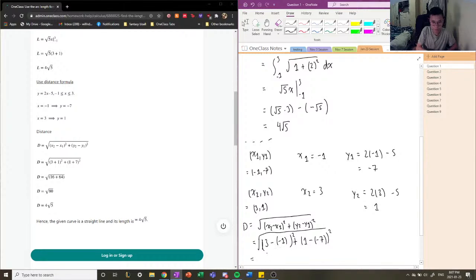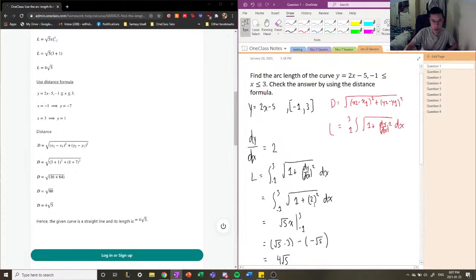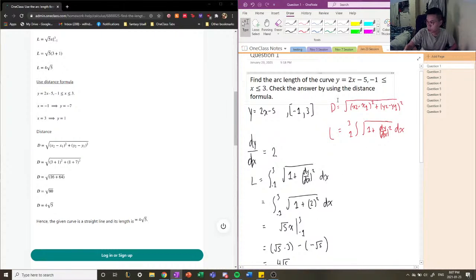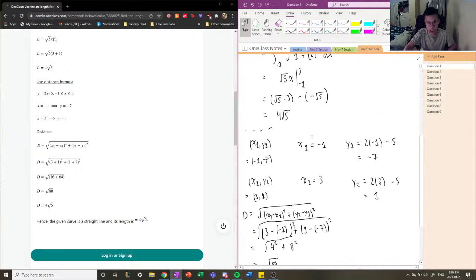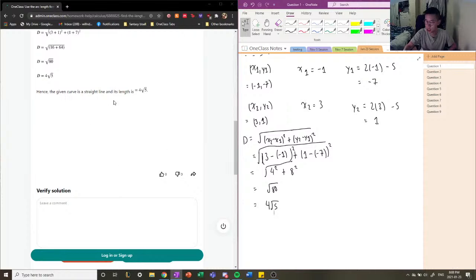We get the square root of 4 squared plus 8 squared. That's equal to the root of 80, and its radical form is basically 4 root 5. Okay, so the distance formula for the length of our curve here is the same as using the arc length formula, which gave us the same answer. So that means that the given curve is a straight line and its length is 4 root 5.